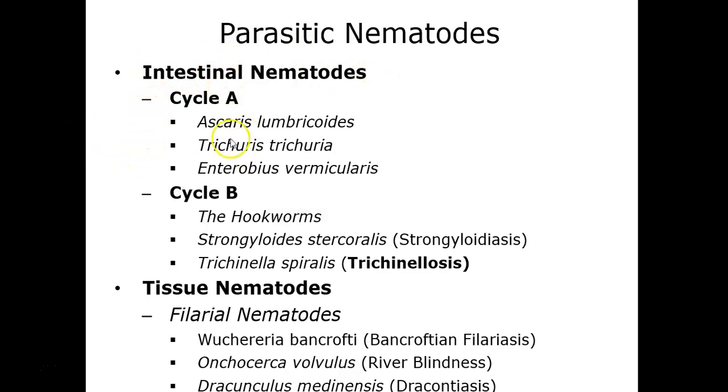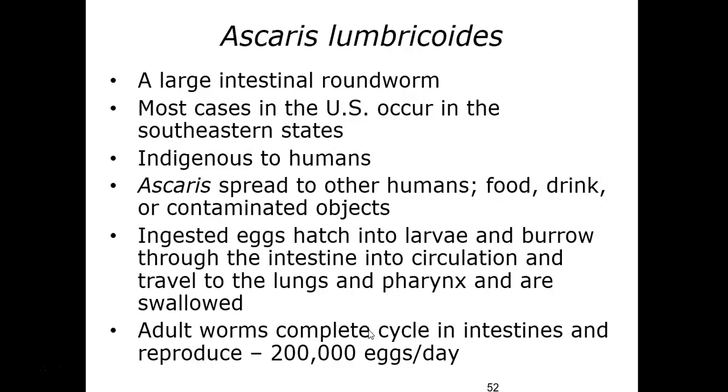So our intestinal nematodes include things like Ascaris lumbricoides, Trichuris trichiura, Enterobius vermicularis, the hookworms, and we'll talk about Strongyloides stercoralis, Trichinella spiralis, and then on our tissue nematodes, we have Wuchereria bancrofti, Onchocerca volvulus, and Dracunculus medinensis. So we'll start talking about the Ascaris disease first.